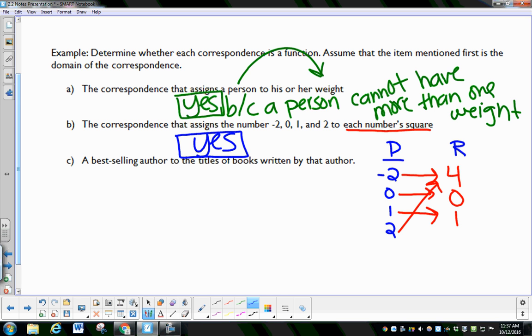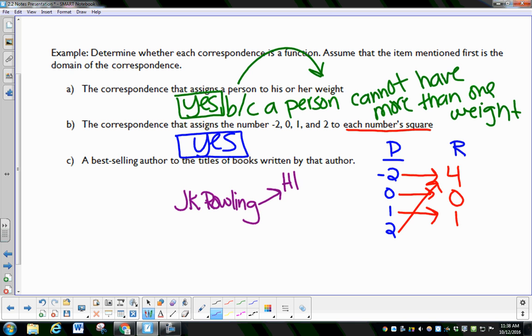Last, part C, it says the correspondence that assigns a best-selling author to the titles of books written by that author. So you want to think, could a best-selling author have more than one book written by that author? Well, if they're best-selling, I kind of hope so. So for example, if we take J.K. Rowling, we could assign her, a best-selling author, to multiple titles of books.